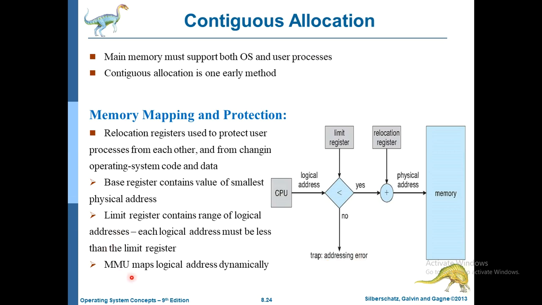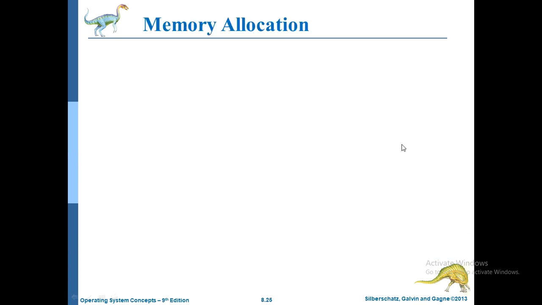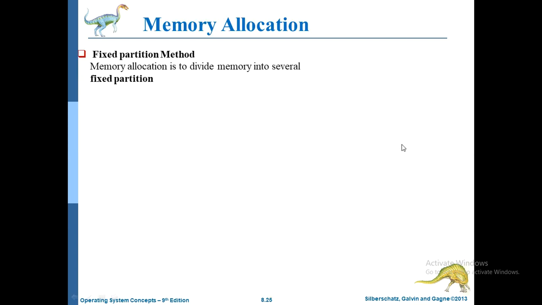Here the memory management unit will help us to map the logical address dynamically. Clear? So to protect and map the memory, we are using two types of registers: one is the limit register and the other is the relocation or base register, right? So your next topic is memory allocation. Here we have different methods to partition the memory to store the different processes.